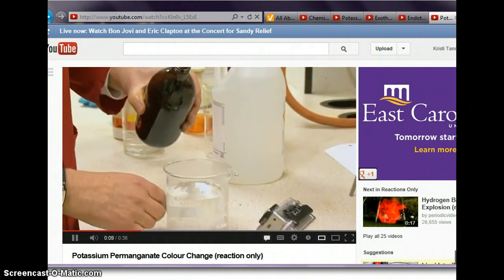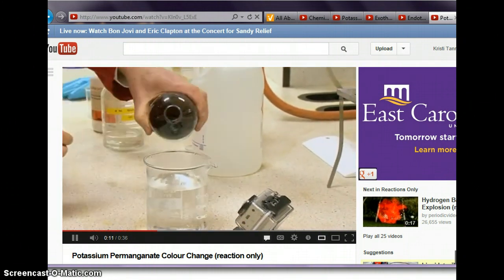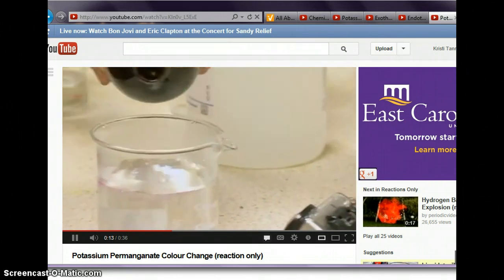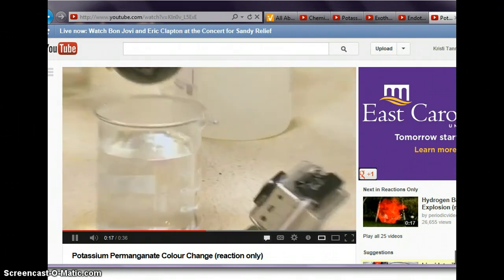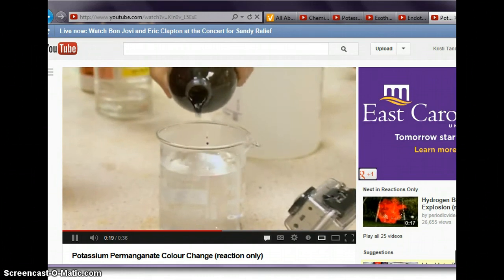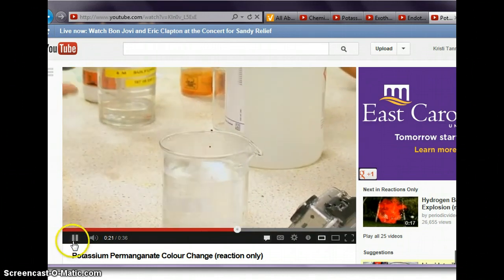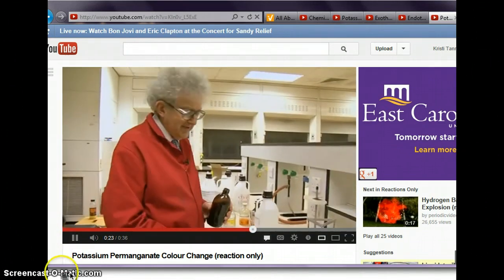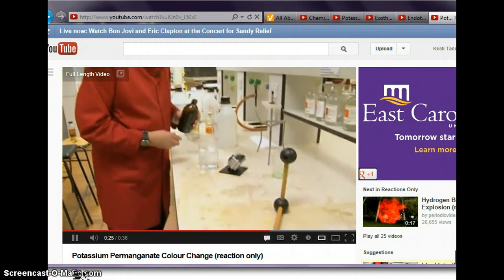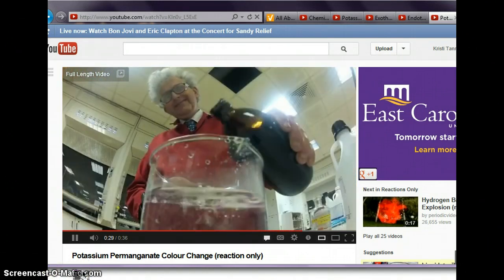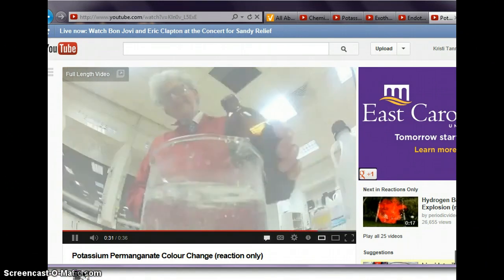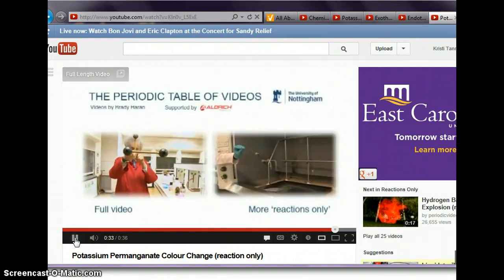Now we've got enough peroxide still left. You can see it's decolorizing straight away. That's pretty cool. So what's happened now, I didn't wash the thing out properly. We had some peroxide left. And now it's reacting faster than we can add the permanganate. That's pretty cool.